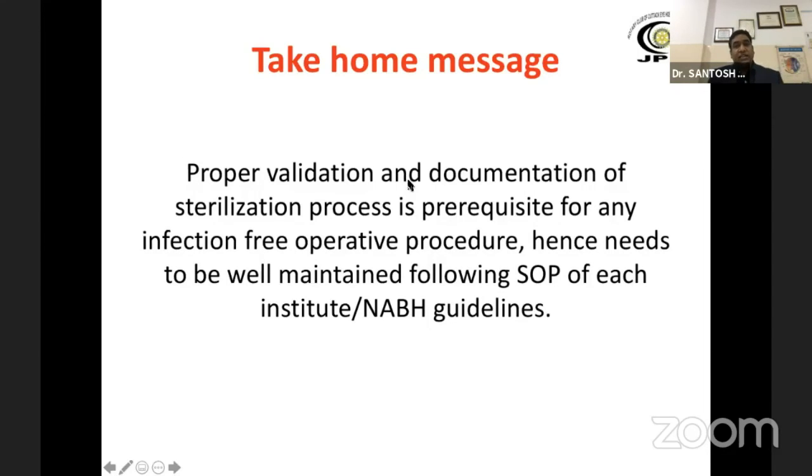So the proper validation and documentation of the sterilization process is the prerequisite for any infection-free operative procedure. Hence it needs to be well maintained following the SOP of each institute in adherence with the NABH guidelines.